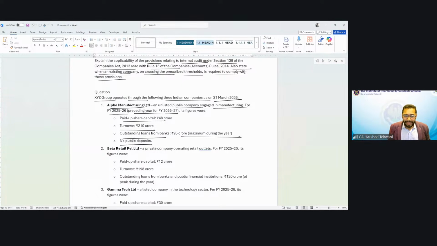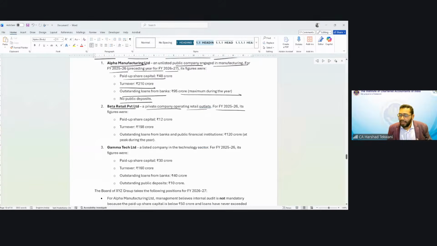Now, second is Beta Retail Private Limited, a private company operating retail outlets. For FY 25-26, again the previous year to 26-27, the figures are paid up share capital, turnover, outstanding loan from bank and public financial institution 120 crores at peak during the year. Gamma Tech: paid up share capital 30, turnover 160, outstanding loans 40, total public deposit 10 crores.